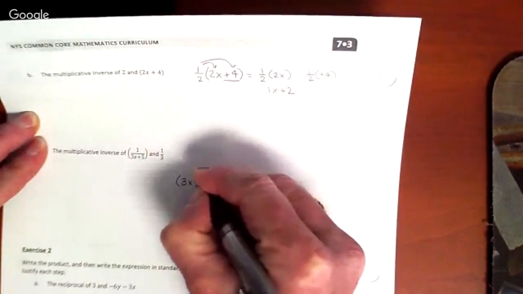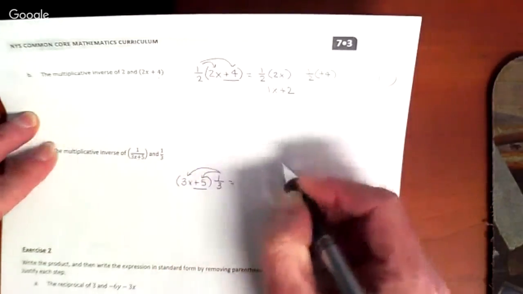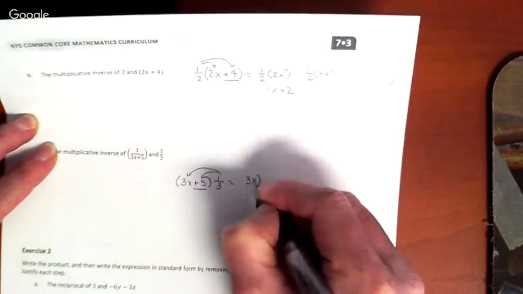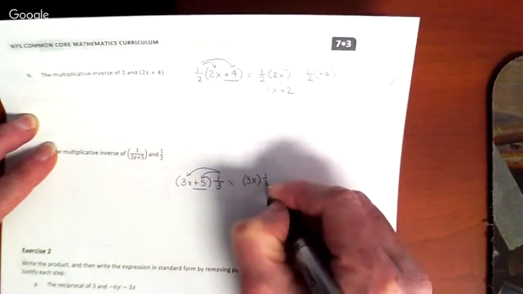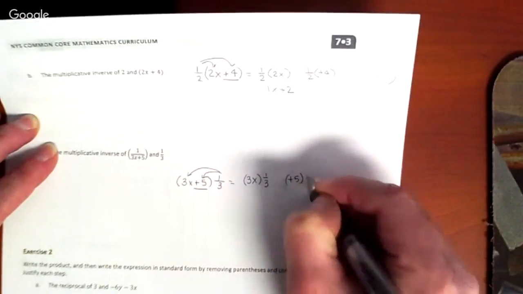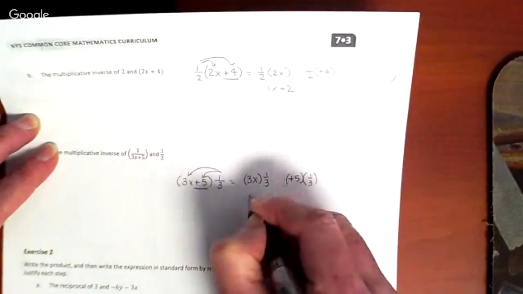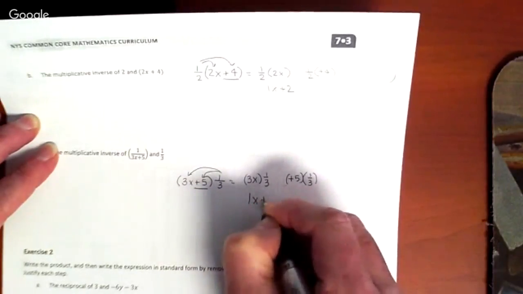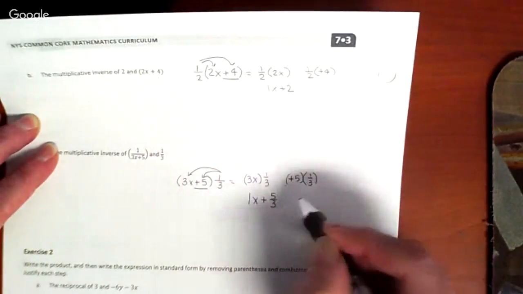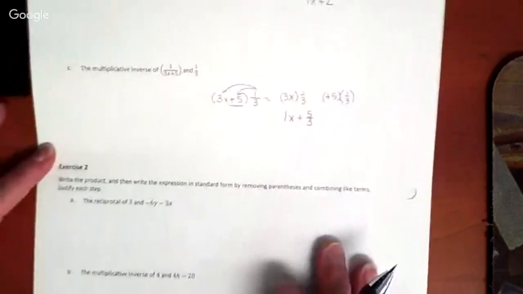It doesn't matter that it's on the other side. So here and here. So 3x times 1/3 and positive 5 times 1/3. So we have 1x plus 5/3. And we can leave it as 5/3. That's perfectly okay.